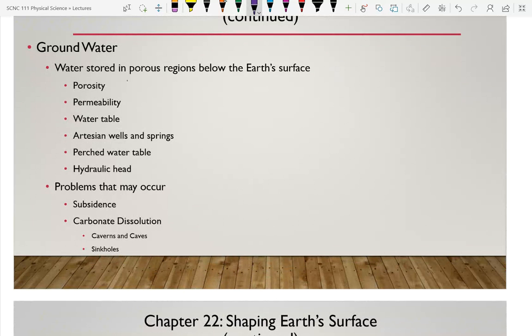Groundwater is stored in porous regions. Porous regions means that you have holes that water can then be stored in. So make sure you know the difference in porosity and permeability. Permeability is how easily water can go through the soil. Porosity is the volume of holes compared to the volume of the rock.